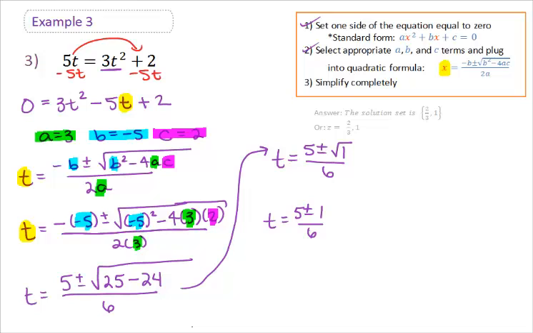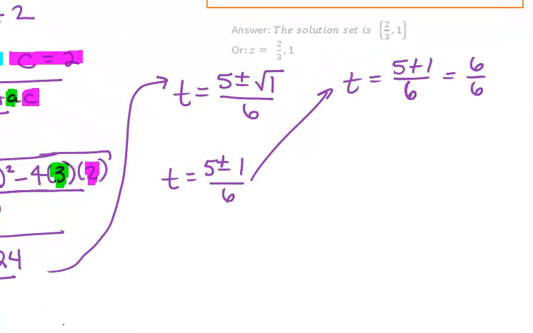At this point, you might think that you are done, but these are all just regular old numbers. They're whole numbers. So you can actually go farther in this problem. You can split it up as the fractions as you've seen me do it before, or since these are whole numbers, I'm going to split it up with the plus or minus. So I'm going to go up here. t is equal to 5 plus 1 over 6, which simplifies to 6 over 6, which simplifies to t is equal to 1. That gives me one of my answers.